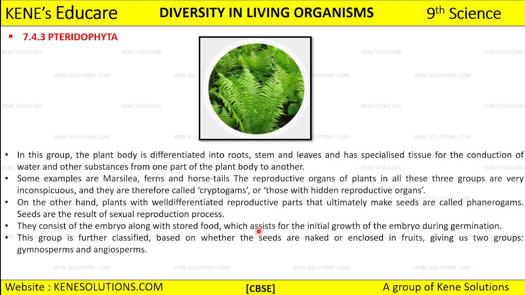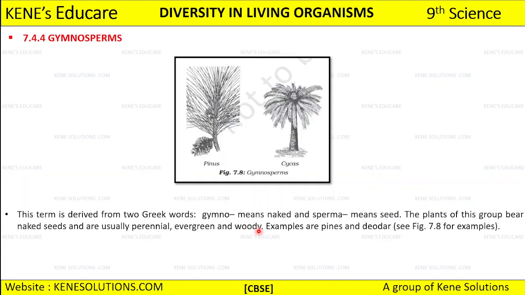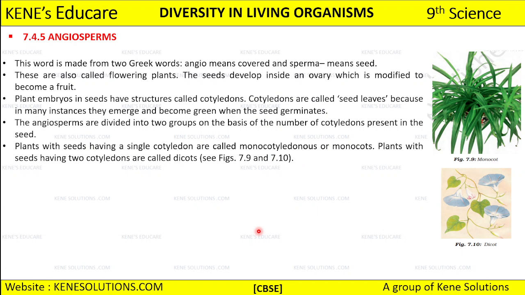Gymnosperms means naked seeds, derived from the Greek word. Gymno means naked and sperms means seeds. So the plants that have naked seeds come under gymnosperms. And angiosperms means covered seeds. Here the seed is inside the ovary that develops into a fruit, and the plant embryo in seeds has a structure which we call cotyledons. And if the plants have one cotyledon, they are called monocots, and if they have two cotyledons, they are called dicots.